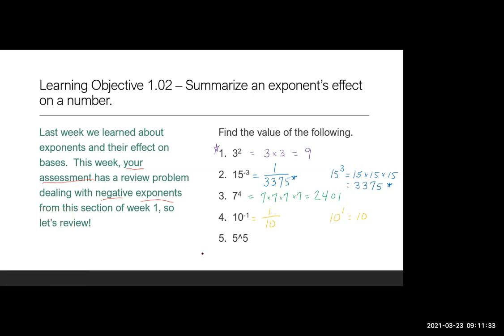Now the last one here is 5 caret 5. I wrote it this way because you actually can write it this way in your assignment if you need to. So 5 to the 5th power means the same thing. Write the 5 5 times and multiply. So we'll multiply all of those together and we get 3,125.